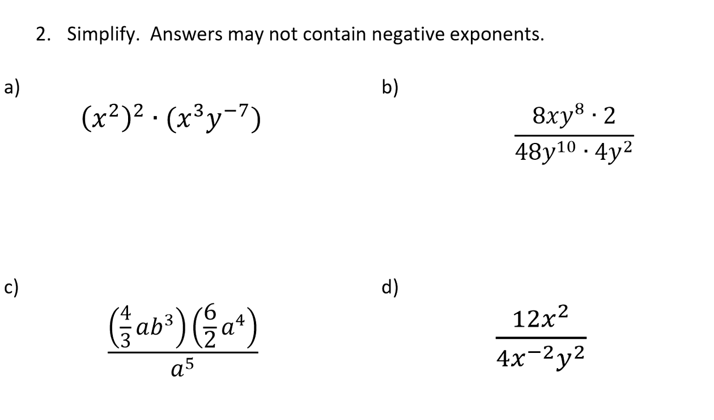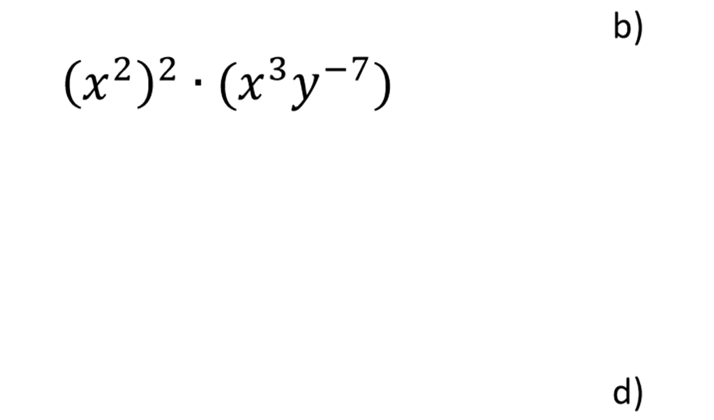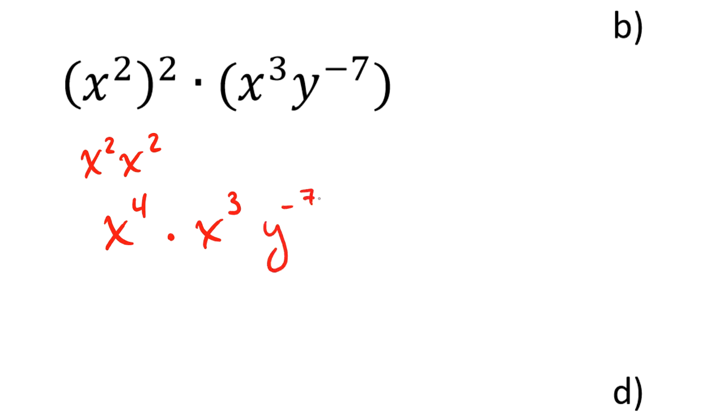So if I look at this, the thing that I'm probably going to do is go ahead and square the x squared, right? Let me just zoom in, we'll just look at a. If I square the x squared, that means I have 2 x squareds, and certainly the shortcut would be that this is x to the 4th power. And then I'm multiplying that by 3 factors of x. And I've also got this y to the negative 7th power.